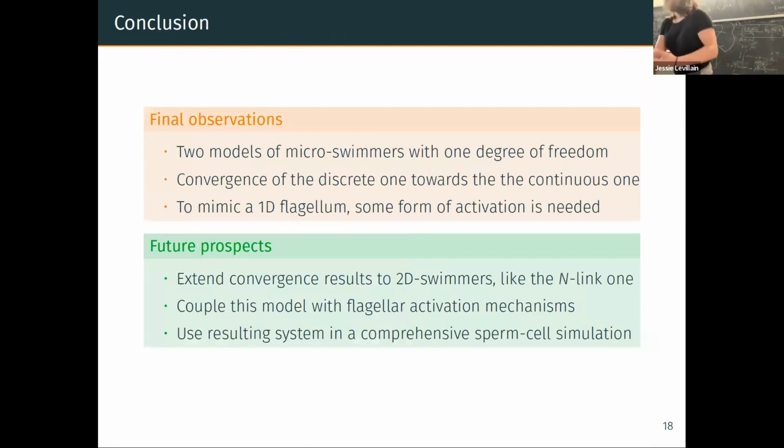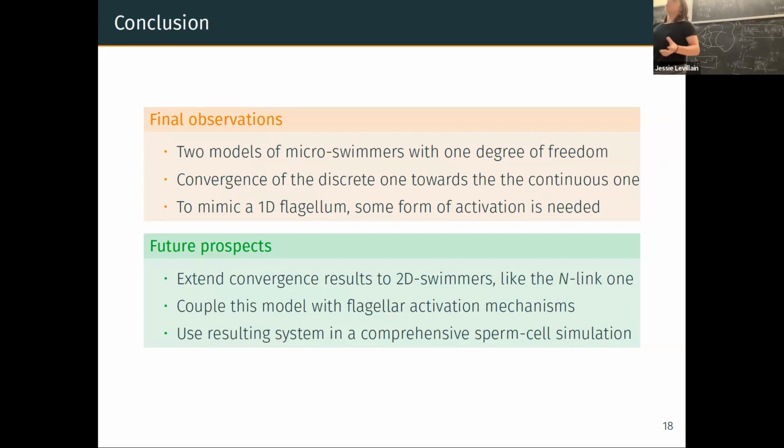And then finally, to conclude, we studied 2 models of microswimmers with only 1 absolute degree of freedom. We can prove the convergence of the discrete model towards the continuous one. However, if we really want this model to mimic a 1-dimensional flagellum, like Machin's, we need to add in some form of activation. So in the future, what we want to do is, first of all, extend this type of convergence results to other models of swimmers.